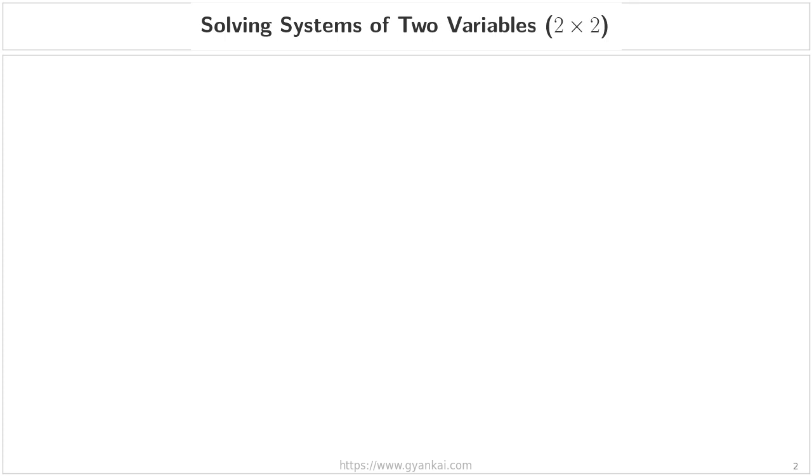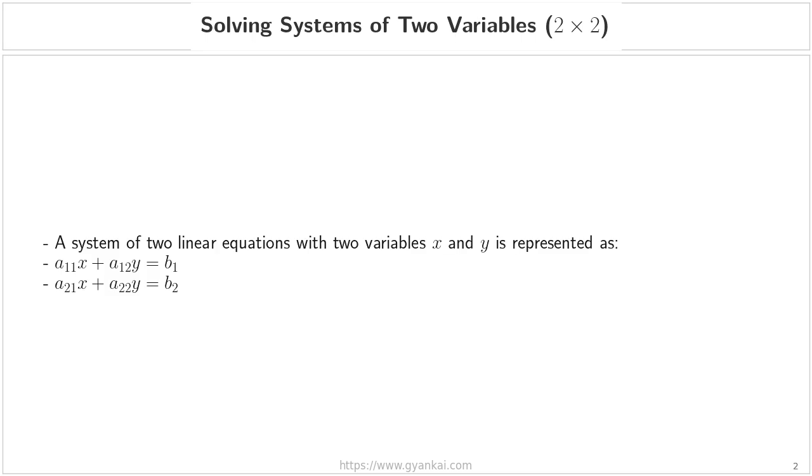Solving systems of 2 variables, 2x2. Imagine we have a system of 2 linear equations with 2 variables, x and y. We can write these out in their standard algebraic form, where a sub 1 times x plus a sub 2 times y equals b sub 1. And then, a sub 2 times x plus a sub 2 times y equals b sub 2.